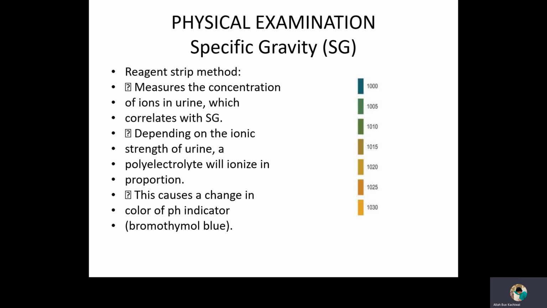The specific gravity can also be determined by a reagent strip method, measuring the concentration of ions in urine, which correlates with the specific gravity. Depending on the ionic strength in the urine, polyelectrolytes will ionize in proportion. This causes a change in the color of the pH indicator, that is bromothymol blue.